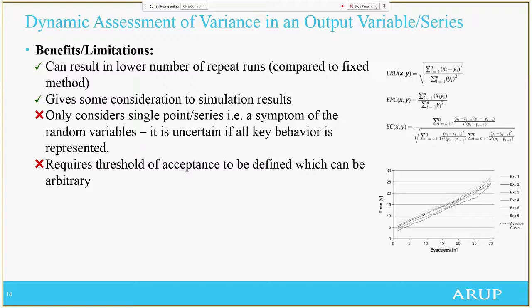In terms of the benefits and limitations, this can result in a lower number of repeat runs compared to the fixed method, because there's a feedback process whereby you're looking at the simulation results and comparing them to your past simulation results. So it gives some consideration to the results. This said, it only considers a single point or series of the results. So it only considers a symptom of the random variables, the random sampling that you're utilising, and it's uncertain if all key behaviours are represented. It also requires a threshold of acceptance to be defined, which can be a bit arbitrary. So you have to define, what is the proportional variance which I'm prepared to accept.